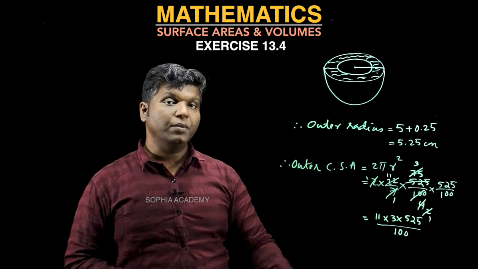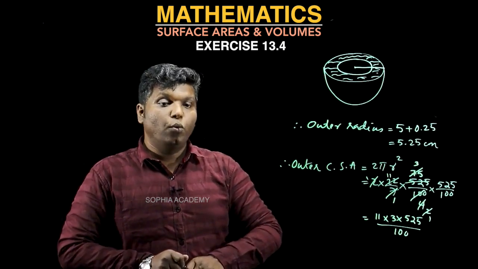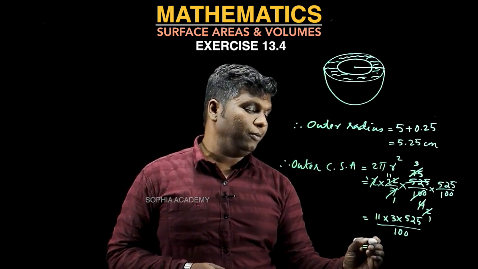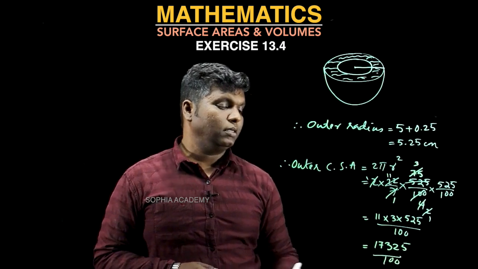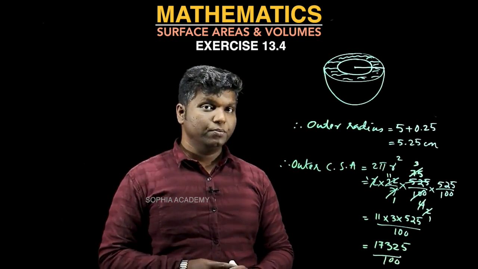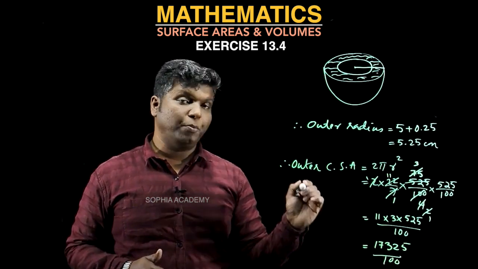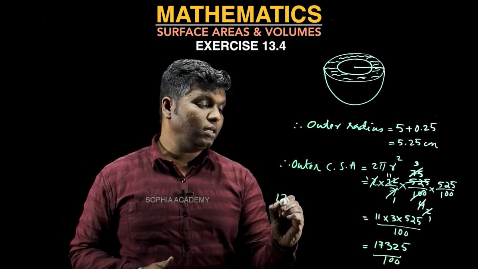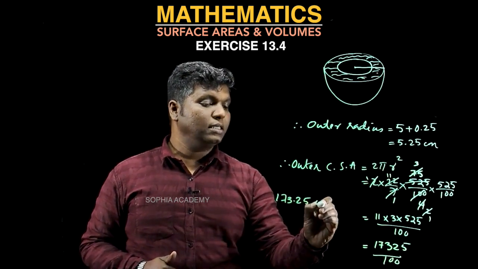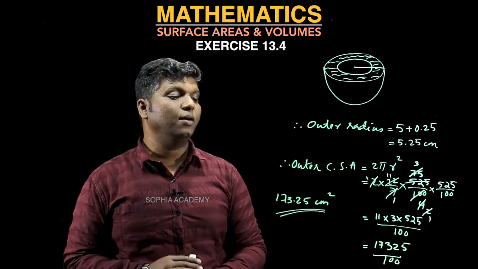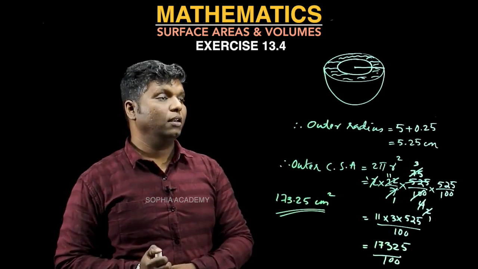11 3s are 33. 33 into 525 you have to do in the working column, and when you do that you will get 17325 divided by 100. So instead of dividing by 100, what you can do is bring two places from the right towards the left and put a dot there. So your answer will be 173.25. Being CSA, it will be centimeter square. And this is the outer curved surface area of the hemispherical bowl.